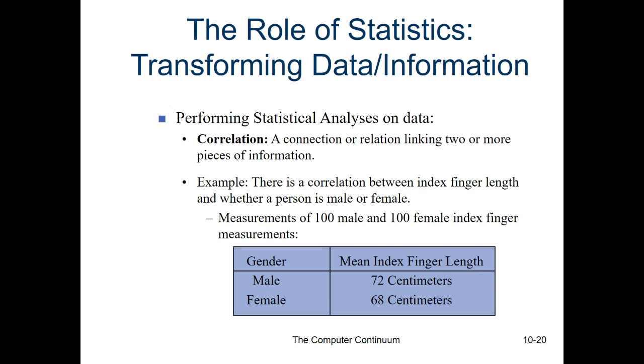Then how can we perform statistical analysis on data? We can do correlation. Correlation just states a connection or linking of two or more pieces of information with each other. For example, there is a correlation between index finger length and whether a person is male or female. Based on the index finger length, we could say that the person is male or female. For example, the average for males is 72 to 74 millimeters, while in the case of females, 68. So if the data lies close to 68, that could be female, and if it is higher, that could be male. So it's just a correlation between those two things.